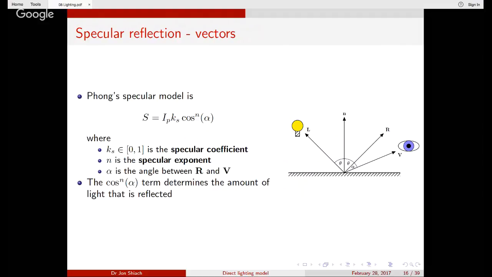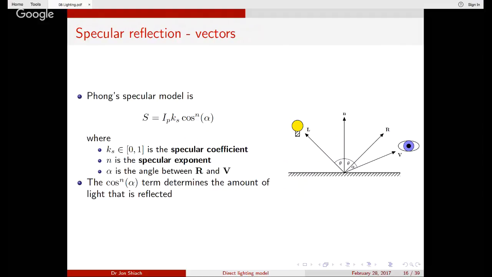Your KS, which is the specular coefficient, like KA and KD, is in the range 0 to 1. So how much shininess do you want in your object? N is something we call a specular exponent, and I'll explain that on the next slide. And alpha is the angle between R and V, and you can see we have cosine alpha to the power n. This cosine alpha to the power n determines the amount of light that is reflected.